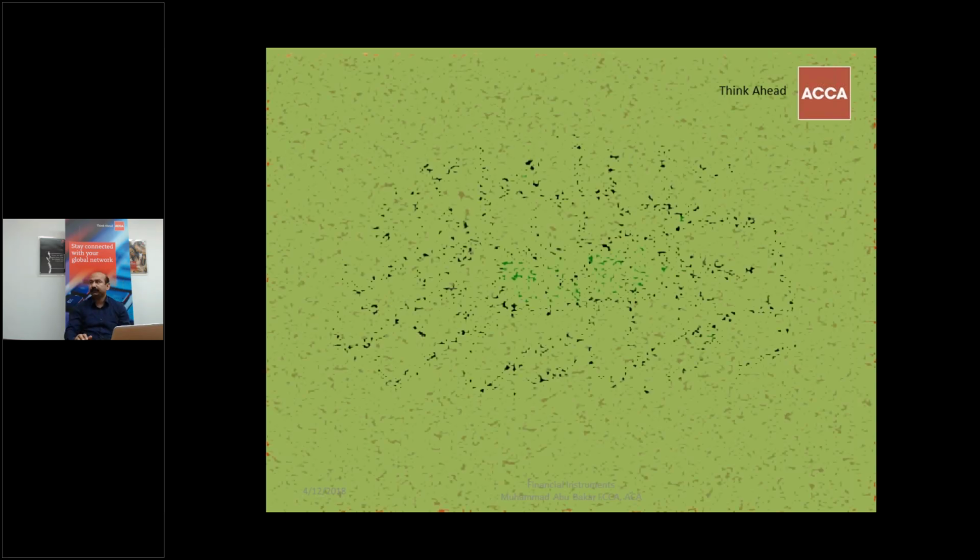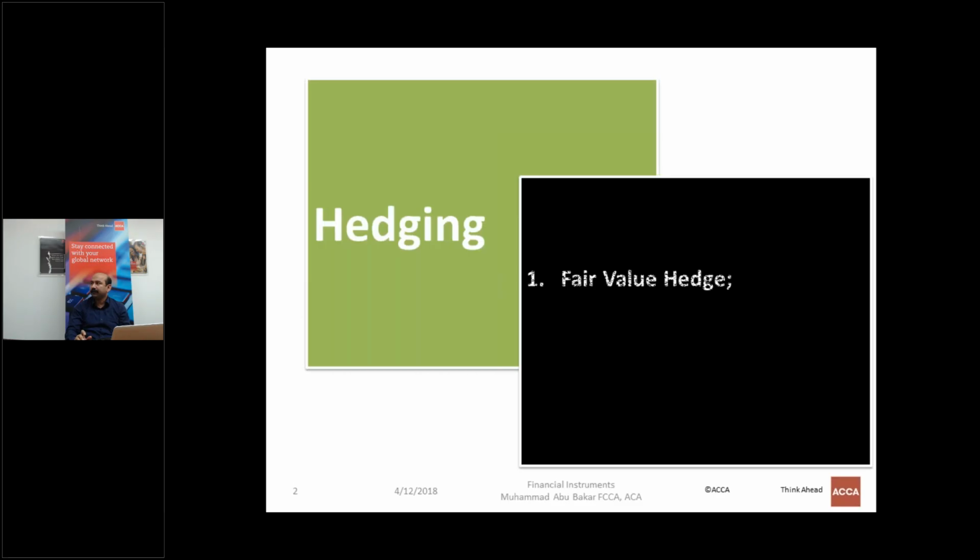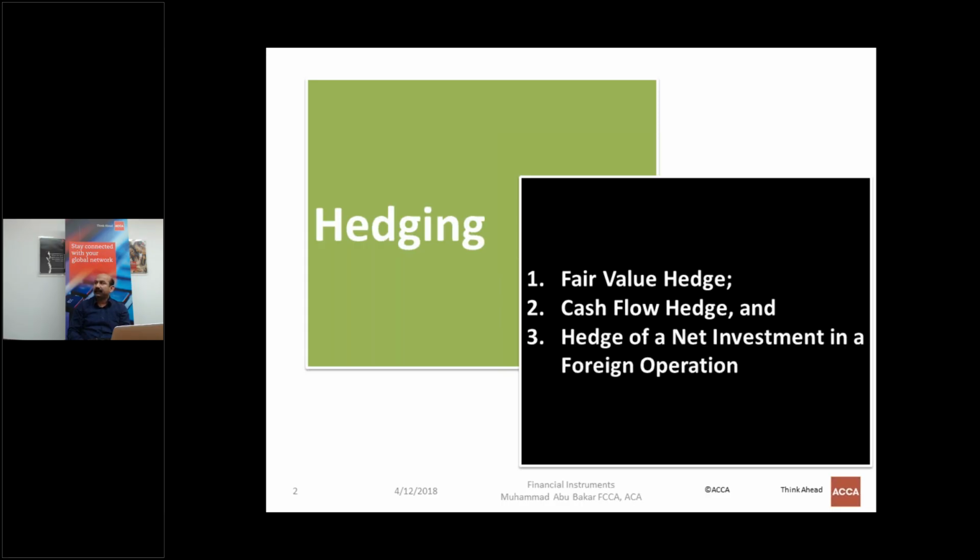Okay, hedging. Under hedging, we shall discuss fair value hedge, cash flow hedge, and hedge of a net investment in a foreign operation. We all know what hedging is. Hedging, in fact, means to protect yourself.